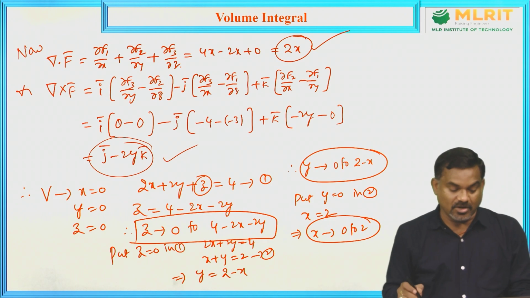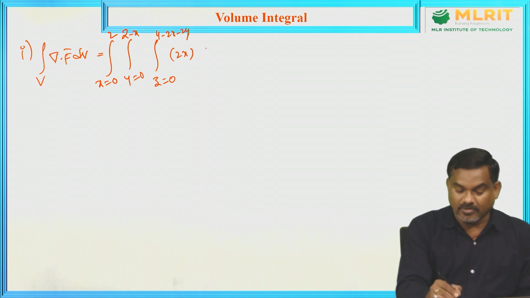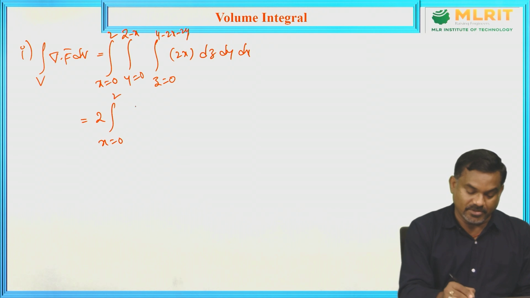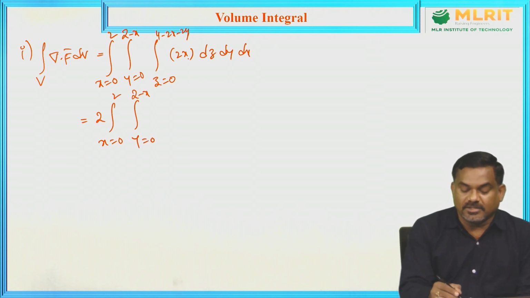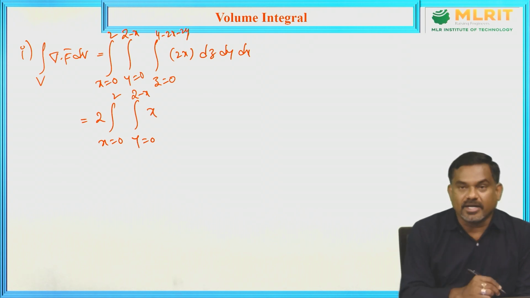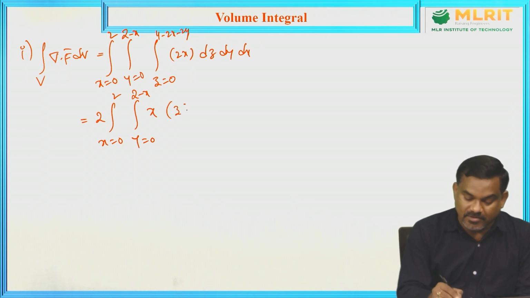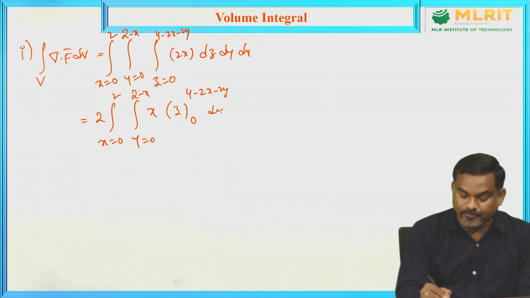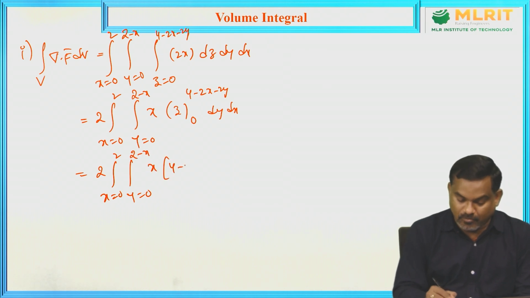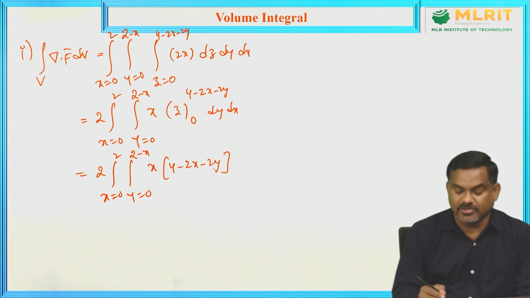And what is del dot f bar? 2x. Z first, then y, then x. 2 is constant. So x from 0 to 2, y from 0 to 2 minus x. Since we are integrating with respect to z, we treat x as constant. So we write x outside, then integral dz is z between the limits 0 to 4 minus 2x minus 2y. Now apply the limits, and the lower limit is 0.